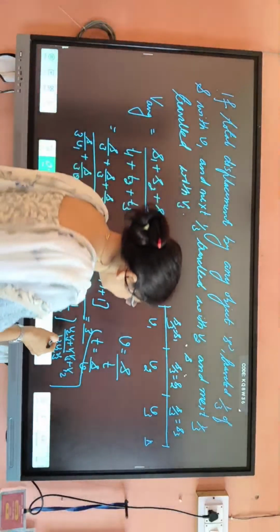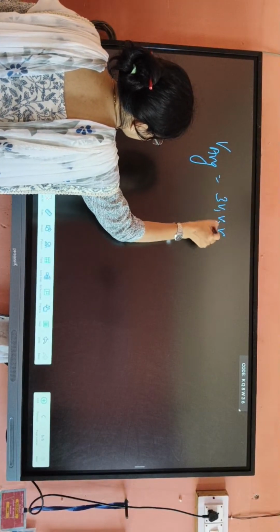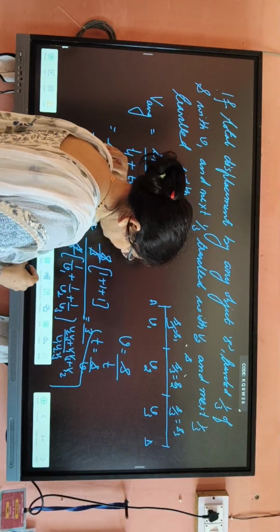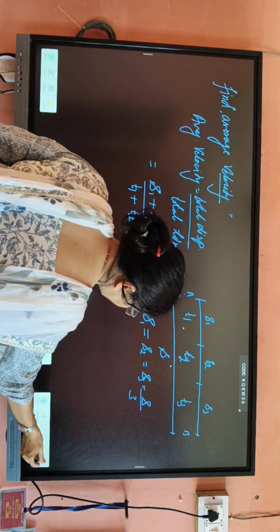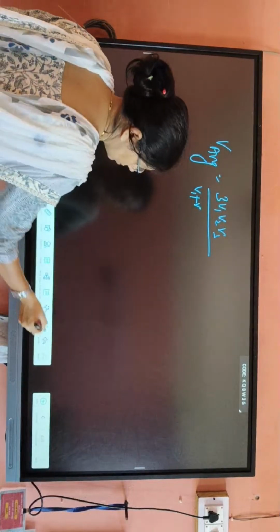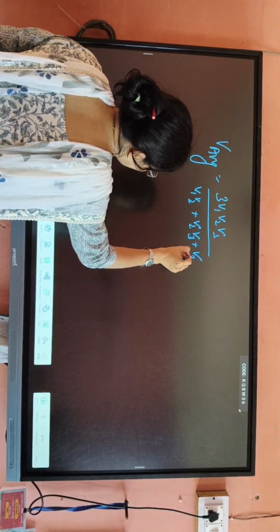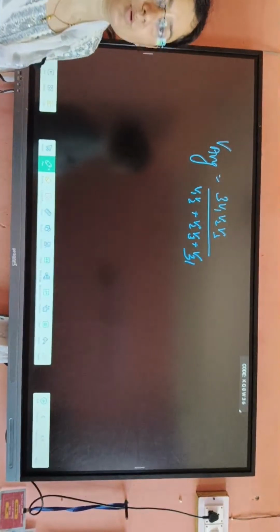Here we can write this 3 on the upper side, then the average velocity formula will come: 3 v1 v2 v3 divided by v1 v2 plus v2 v3 plus v3 v1. This one formula came for the average velocity.